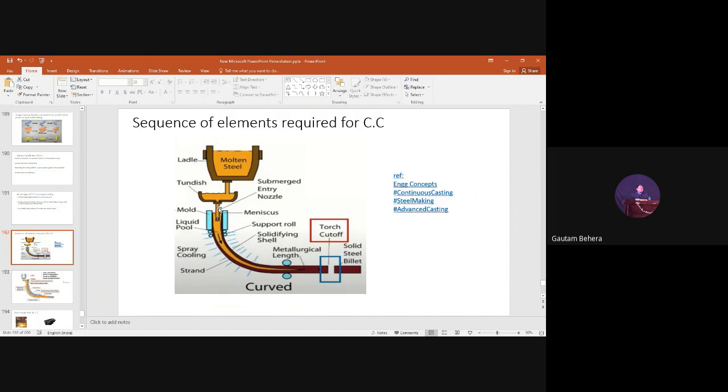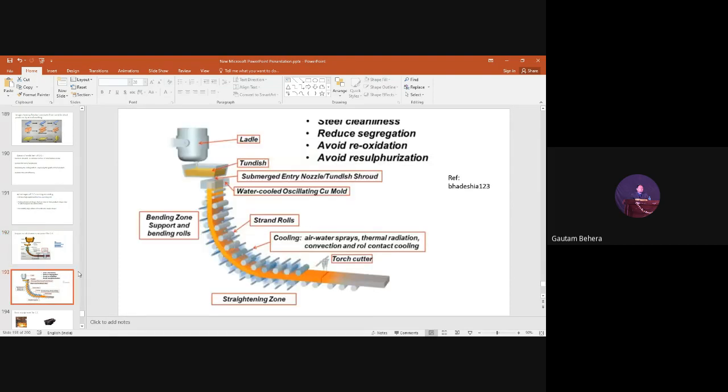The submerged entry nozzle is connected to the tundish at one end and to the mold at the other end. This is a refractory tube, so metal will flow from the tundish via this submerged entry nozzle into the mold. So there is no direct contact with the air, or the ambient atmosphere here. So it prevents reoxidation. That is another part.